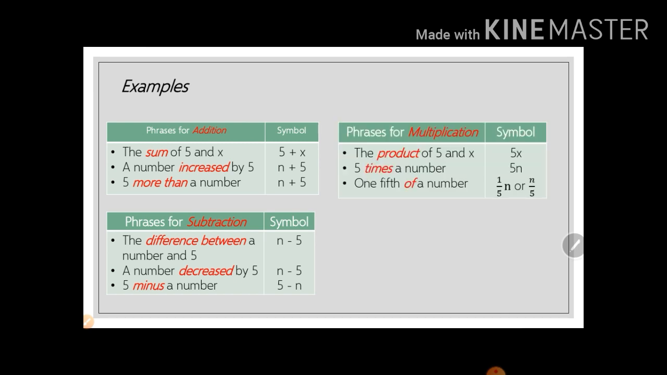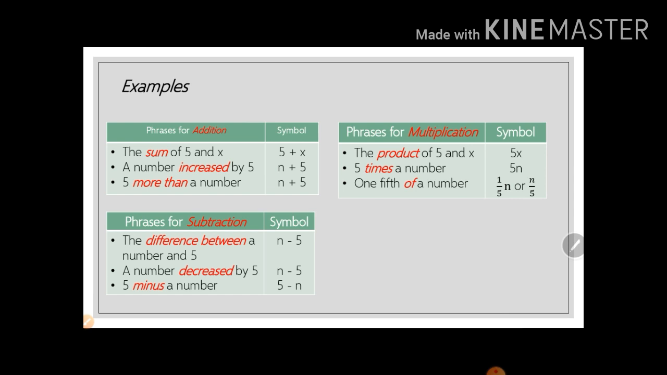Okay, so next we have phrases for multiplication. Number 1, we have the product of 5 and x. That would be 5x. 5 times a number, that is still 5n or 5x or any letters except O. Now, 1/5 of a number. So 1/5 of a number, that would be 1/5 times n, or n over 5.